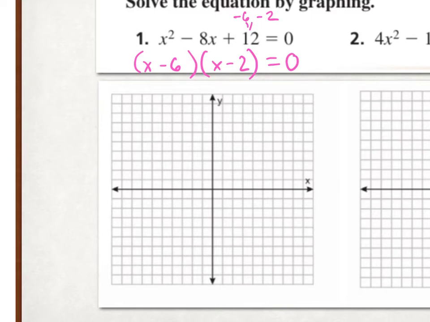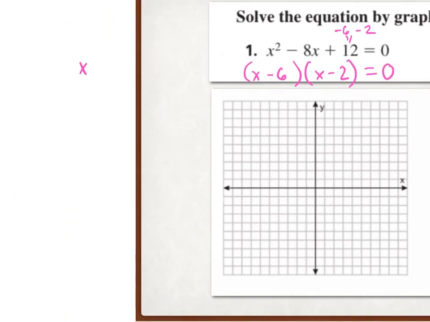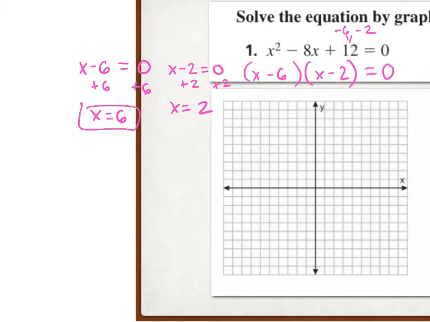So we would set each of these parentheses equal to 0. So we have x minus 6 is equal to 0 and x minus 2 is equal to 0. We add 6 to both sides here, so x is equal to 6, and we add 2 to both sides in our second equation, and we get x is equal to 2. So these are our 2 solutions to this equation.